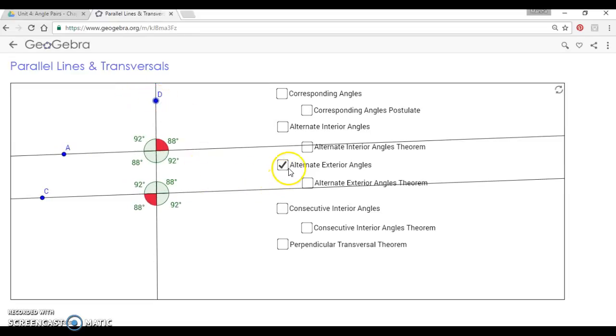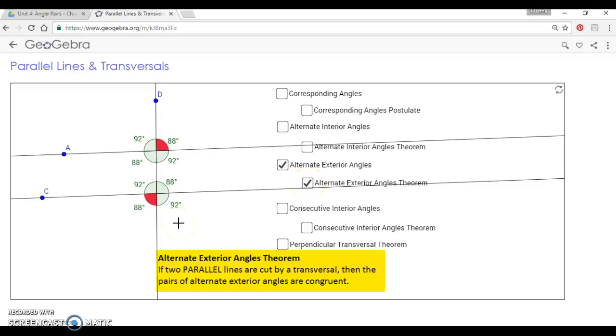So that leads into the alternate exterior angles theorem. If two parallel lines are cut by a transversal, then the pairs of alternate exterior angles are congruent, much like we have with corresponding angles and alternate interior angles. Here again, you can pause to get that into your notes as needed.